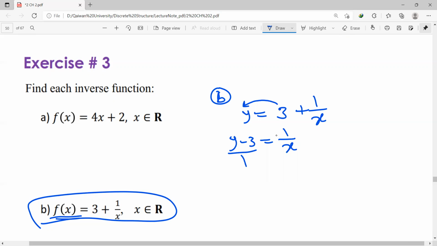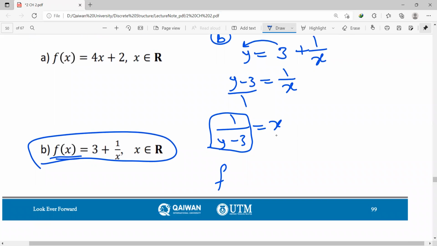We say 1 over y minus 3 equals x over 1. That's 1 over x, it becomes x over 1. So here, this denominator could be noted. This function that you get is the inverse of the given function. So you say f inverse of y equals 1 over y minus 3, that's all. This is how to find the inverse of a function. Okay?